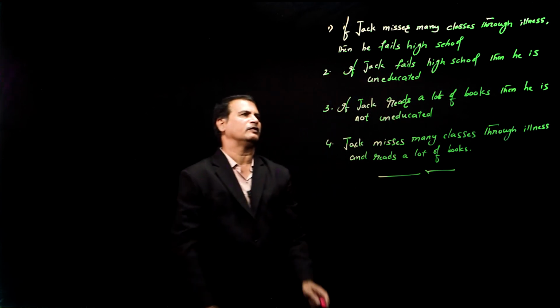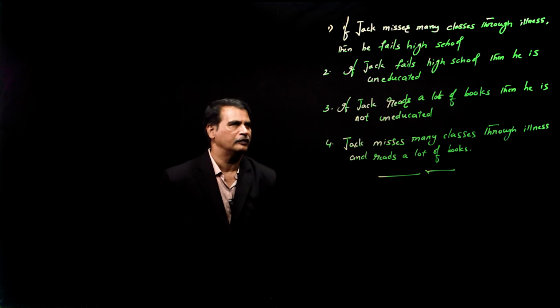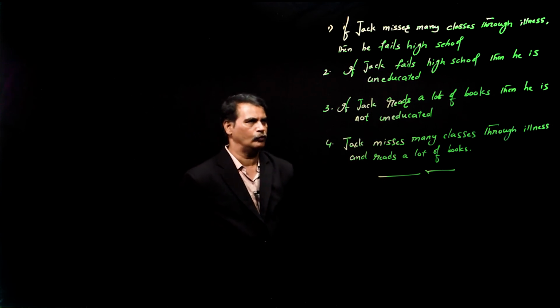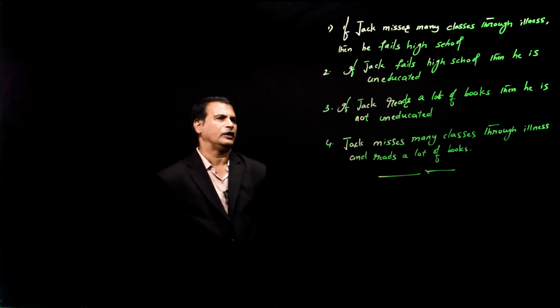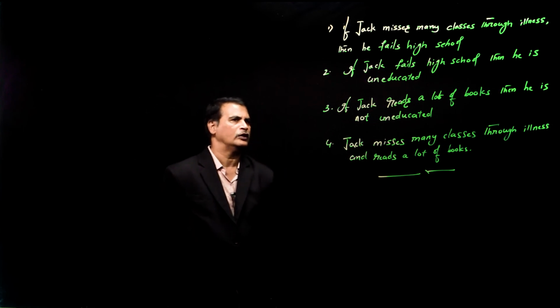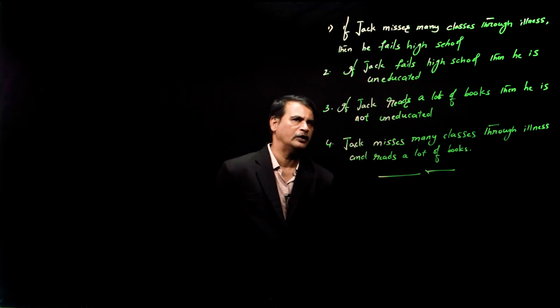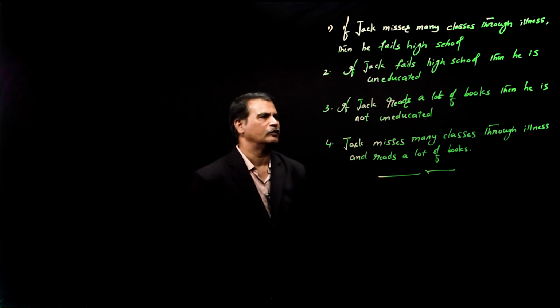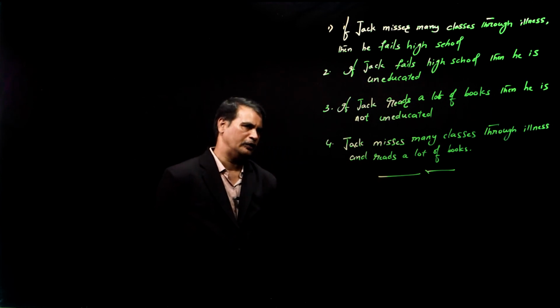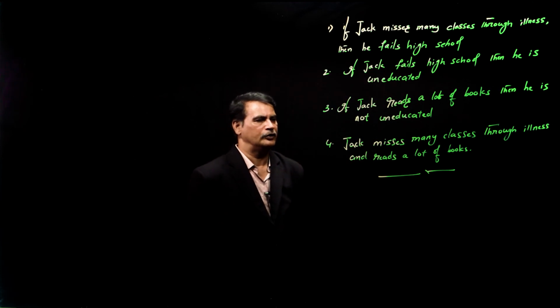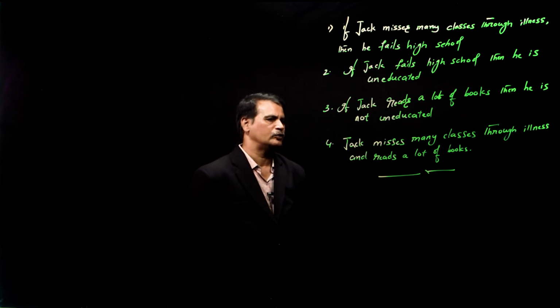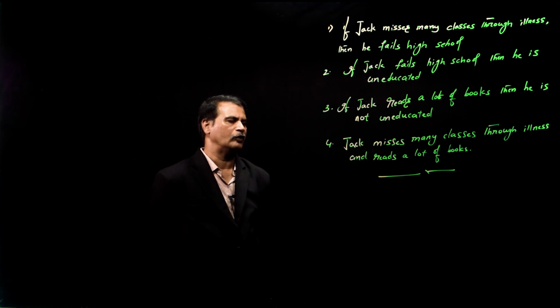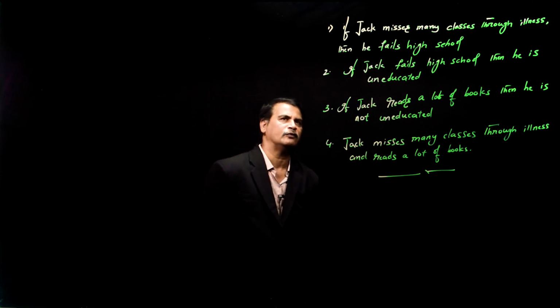If Jack misses many classes through illness, then he fails high school. That is the first sentence. If Jack fails high school, then he is uneducated. That is the second sentence. If Jack reads a lot of books, then he is not uneducated. Third sentence. Jack misses many classes through illness and reads a lot of books. This is the fourth one.